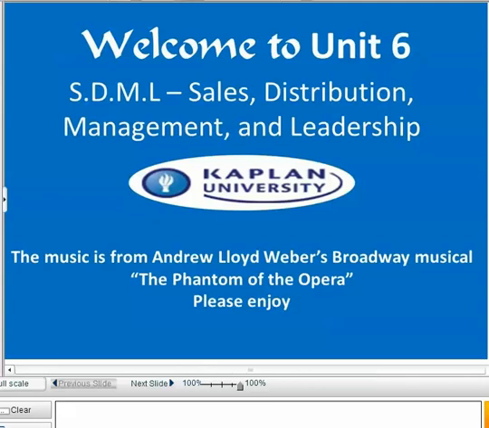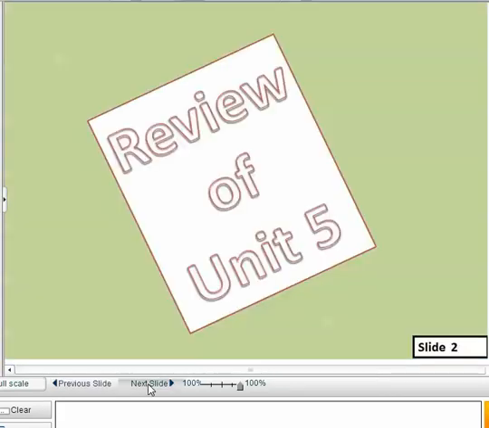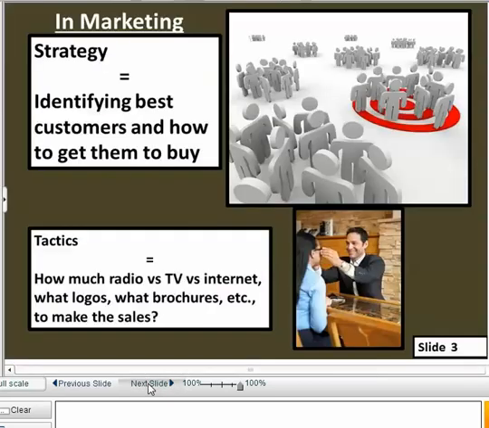Last week we dealt with marketing and strategy. This week we're going to carry it to the next step. We're going to be talking about sales and distribution, and we're also going to get into some management and leadership styles. Everything that's important. Okay. First off, to review Unit 5, let's go back and take a look at that.